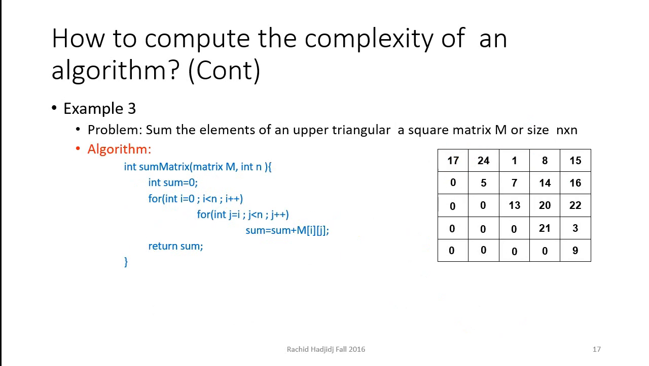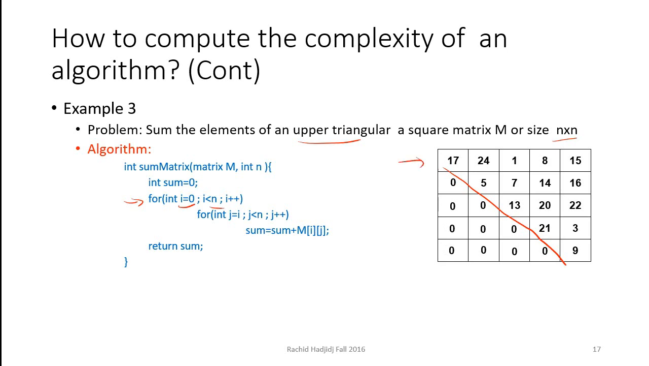Another example to cover other cases of embedded loops is the case of summing the elements of an upper triangular matrix of size n by n. So in this matrix, we have the elements down the diagonal are all zeros, so it is an upper diagonal matrix. To sum all the elements, we do it this way. So we go through all the rows here with this loop. So I will start from 0. It goes up to n.